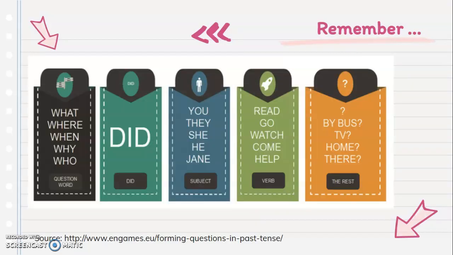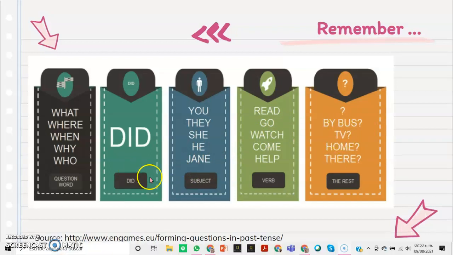Remember, when we're using question words and the auxiliary did, the first element is my question word, the auxiliary did, the subject, the verb, and the complement. Don't forget to include the question words.